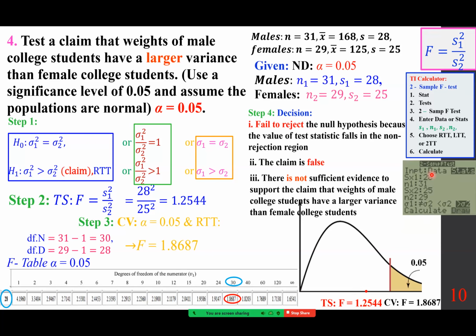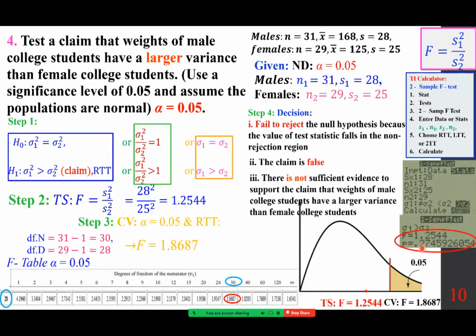And we plug in S1, N1, S2, N2. And we are going to say greater than. Because of the limitation of this table, we want to make this always a right-tail test, and we want to make sure S1 is larger than S2. We do the calculation and notice what it gives us. It gives us this value that we have done the calculation already. F is 1.2544. This is the test statistic. Here's the p-value. The p-value is clearly 0.27.